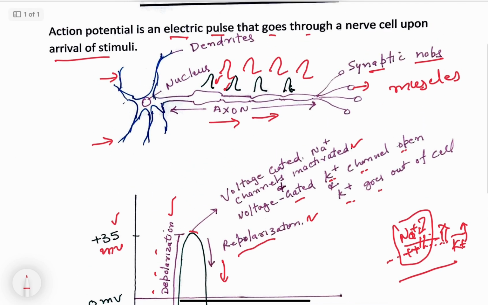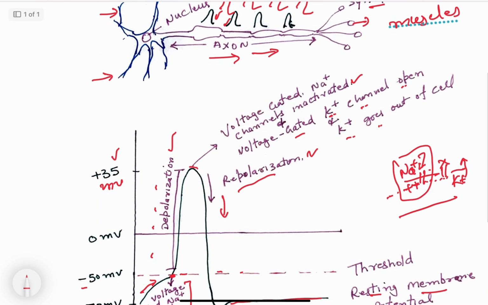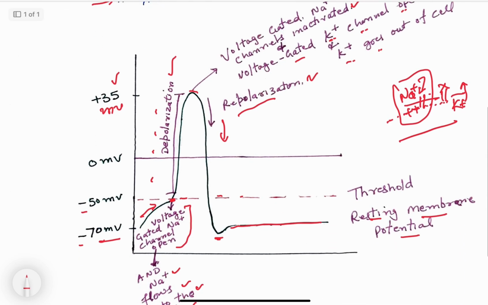Now a similar process occurs in the next section of the nerve, the next section of the axon, and the next section of the axon. This is how the action potential passes from one end of the cell membrane to the other, and finally reaches the synaptic knobs and releases the chemicals on the muscles.